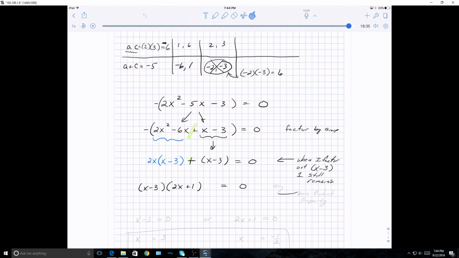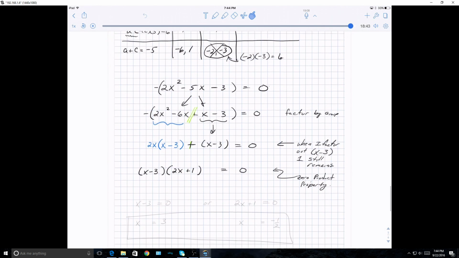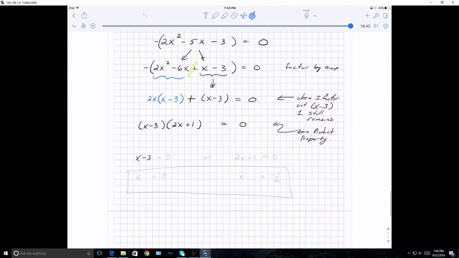And now we're going to apply the zero product property, which just says that x minus 3 has to equal 0, or 2x plus 1 has to equal 0, or both of them. So it's like the inclusive or. So in this case, x is equal to 3, and in this case over here, x is equal to negative 1/2. And I'll let you check those.